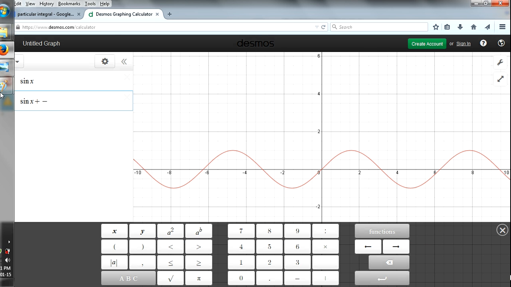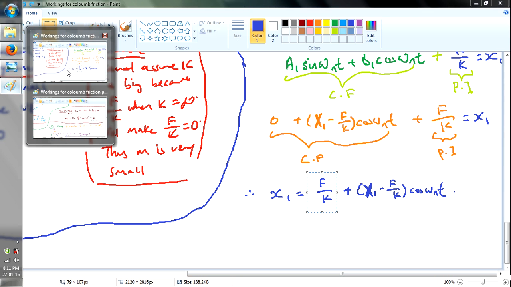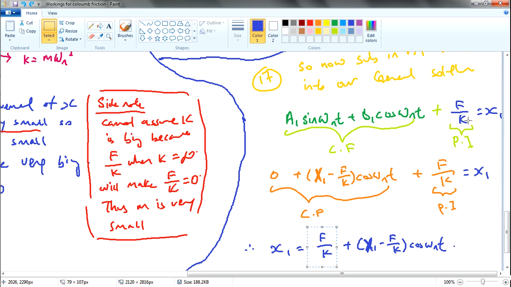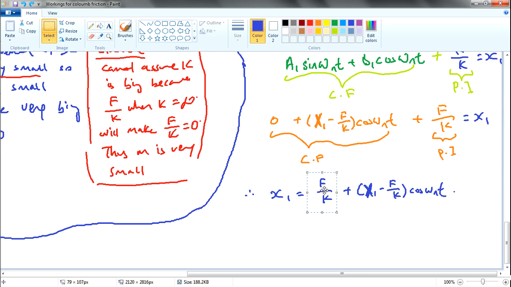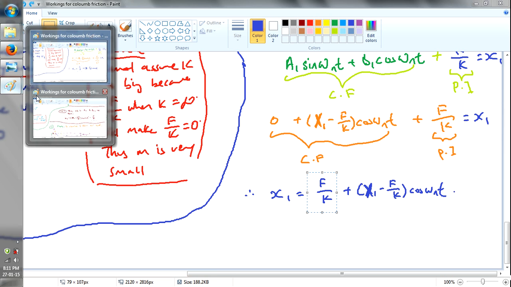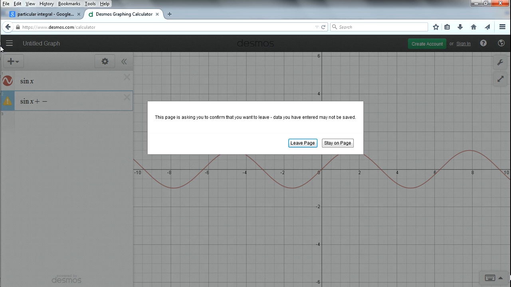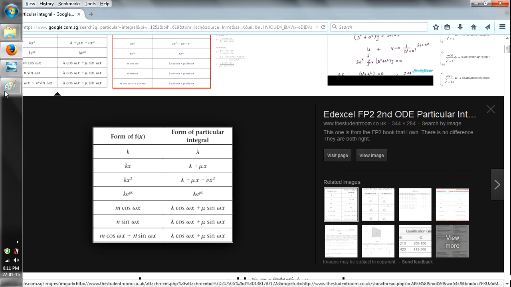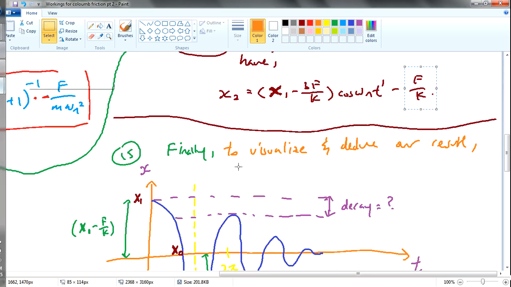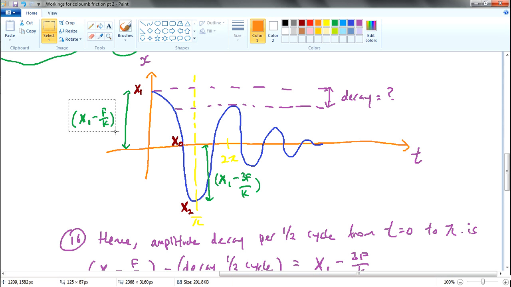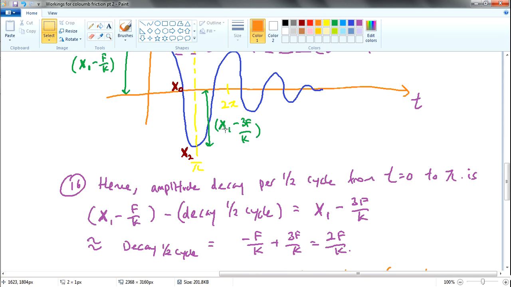So this f over k over here is just an external term that will not affect our graph. That's why we didn't include it, because we are talking about amplitude. Therefore we are just dealing with the amplitude itself.